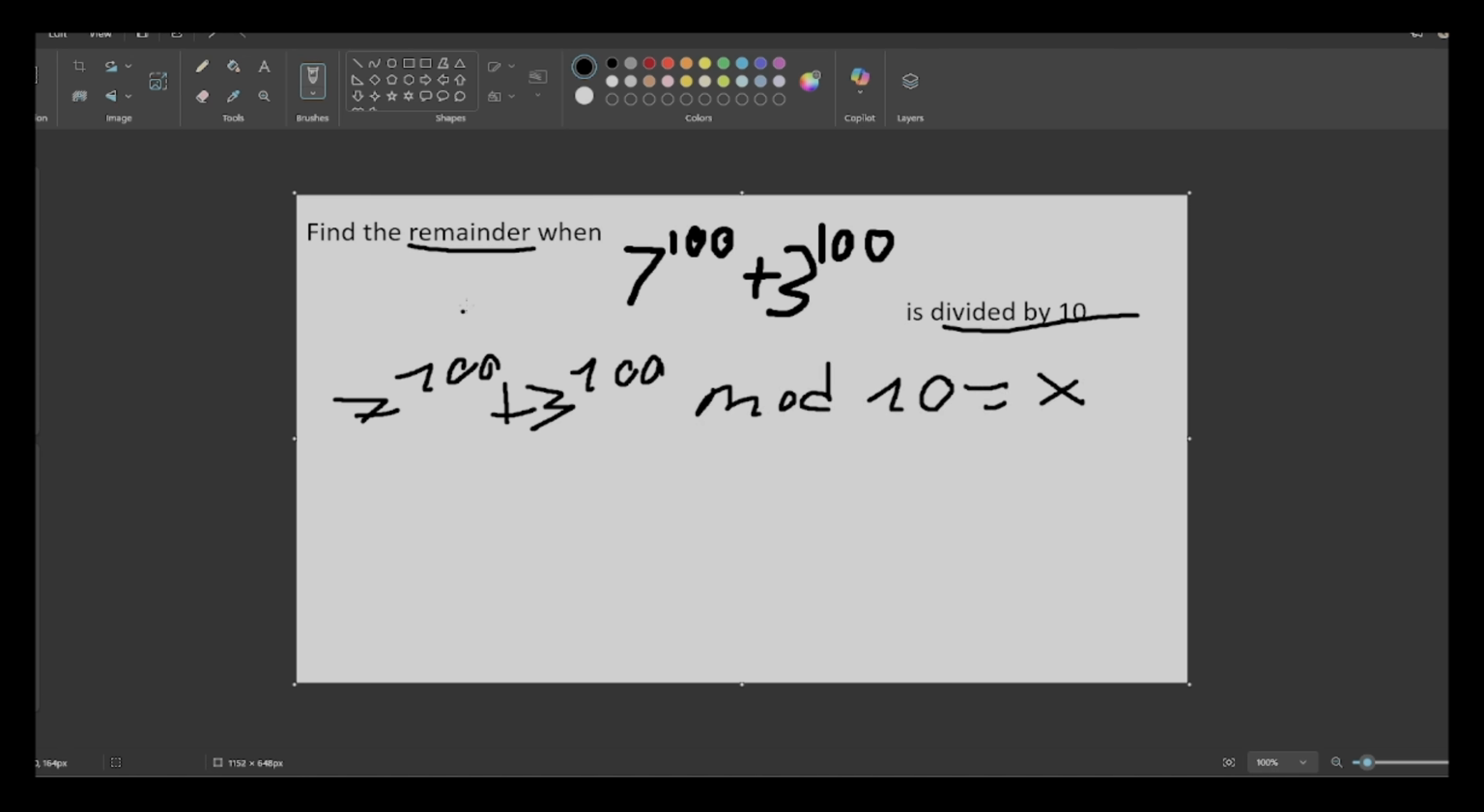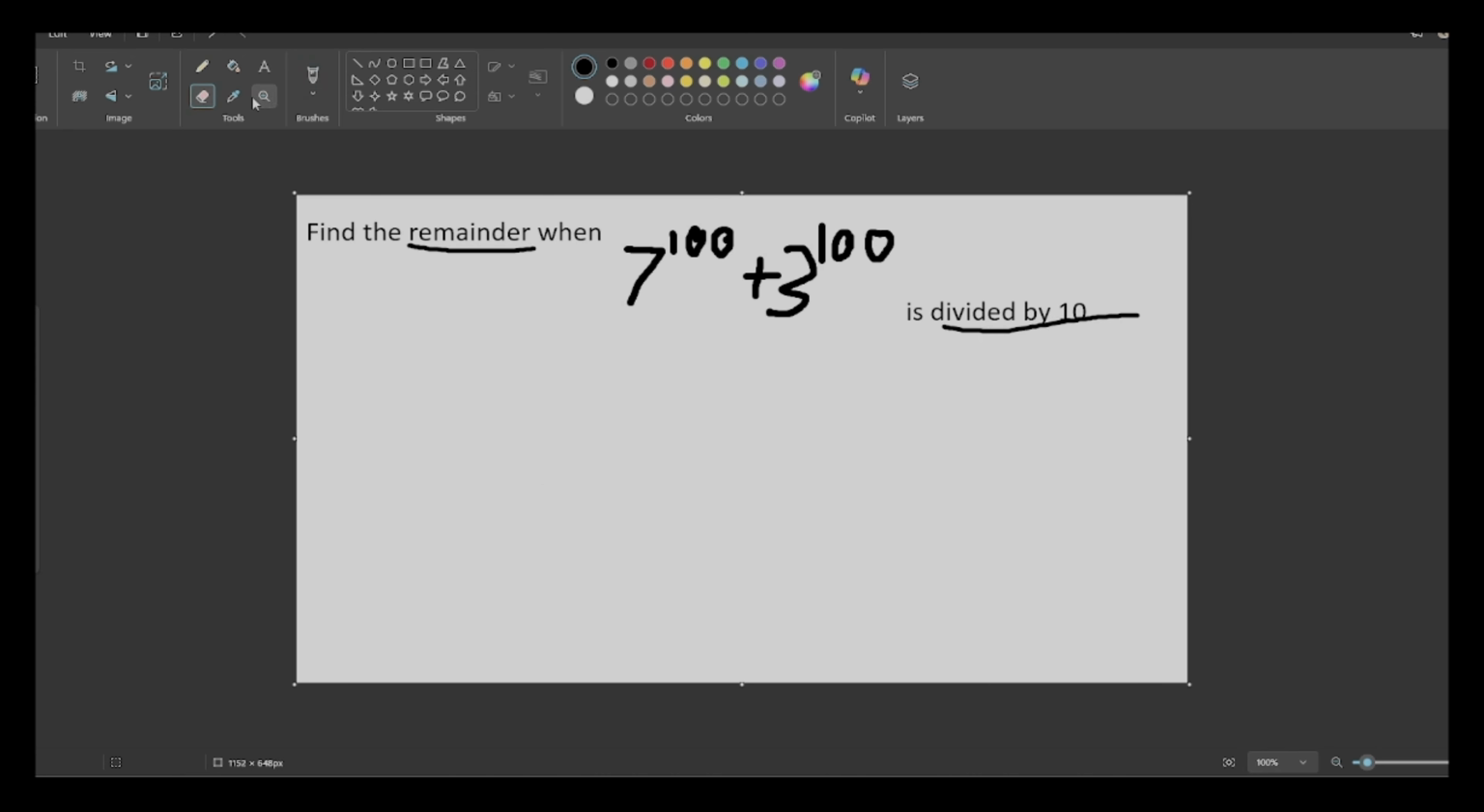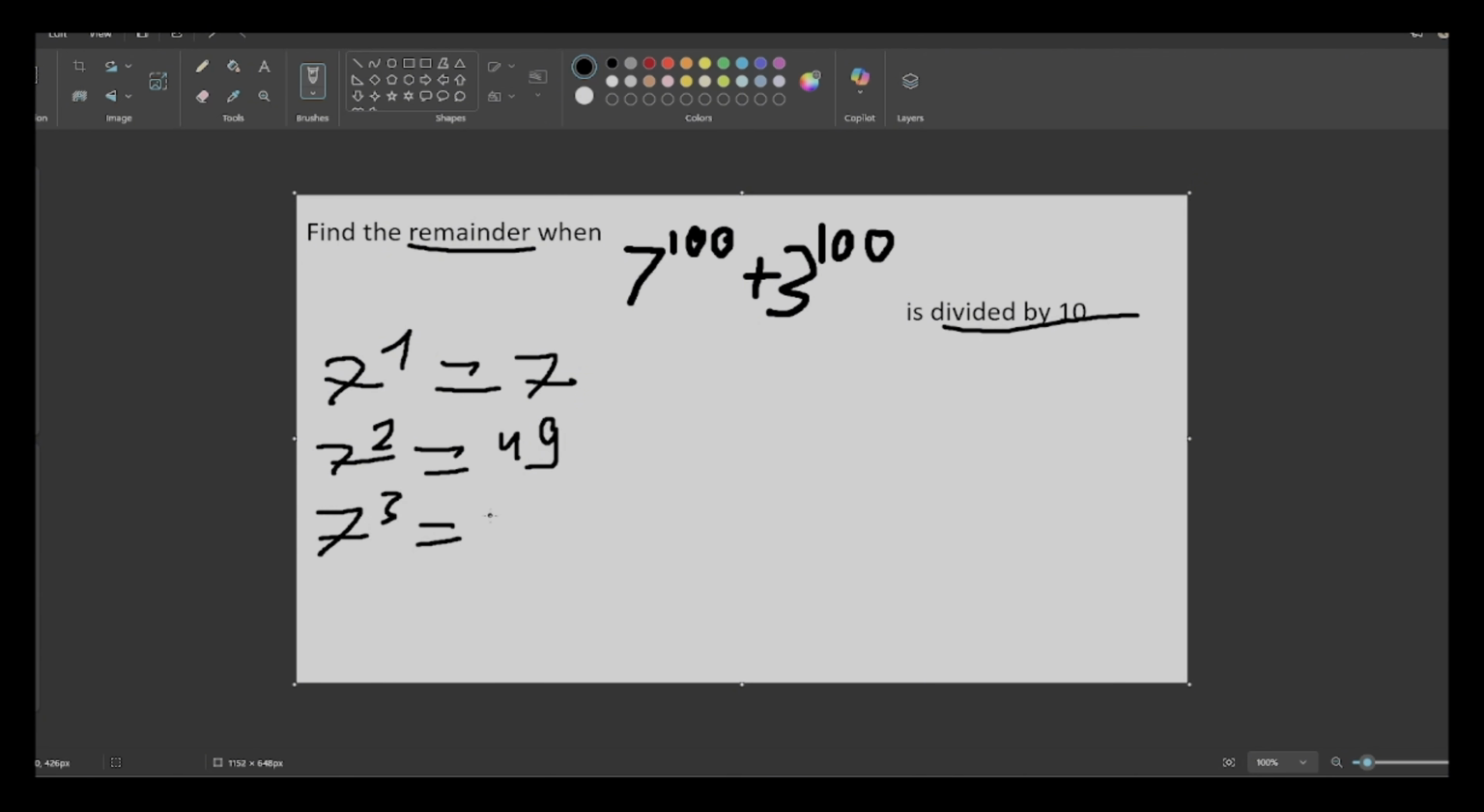This is going to be x, I guess. And still, we didn't get too far. But one thing that we do want to look for is the cycles when you put these numbers up to different exponents. So, for example, if we take 7, 7 to the 1 is going to be 7. 7 to the 2 is going to be 49. 7 to the 3 is going to be 343. And 7 to the 4 is 2401.